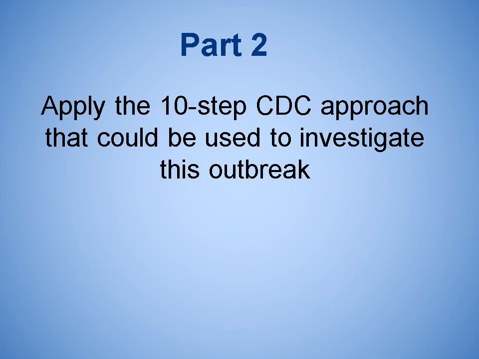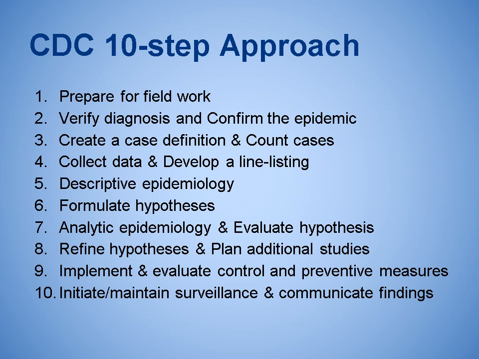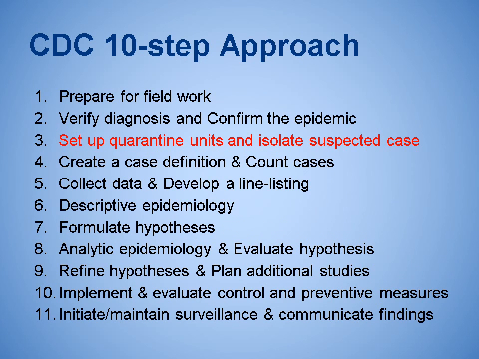So in part 2, we are going to apply the 10-step CDC approach that could be used to investigate this outbreak. Here are the 10 steps. These 10 steps are tailored to the situation and depend on factors such as urgency to implement control measures, and the availability of resources, time, and staff. In this case scenario, an additional step for setting up quarantine has been added. Now I'm going to explain each step as it applies to a possible Ebola outbreak.